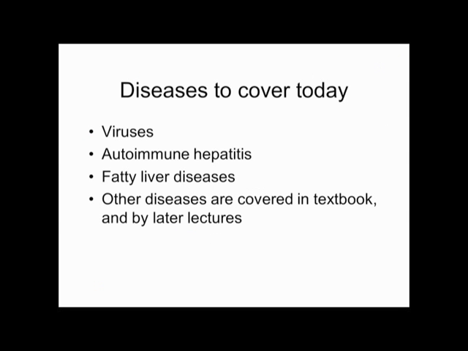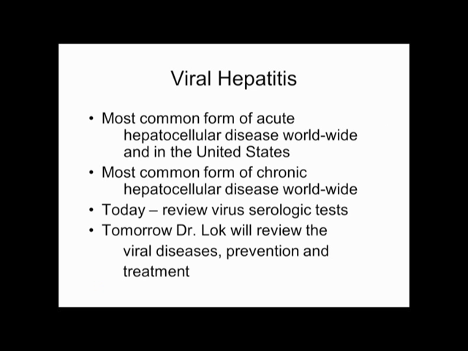So the diseases we're going to cover today are viruses, autoimmune hepatitis, and the fatty liver diseases. Others we're going to cover in later lectures. I'm going to talk to you about the cholestatic diseases tomorrow. So viral hepatitis is the most common form of acute hepatocellular disease, both worldwide and in the United States. It's also the most common form of chronic hepatocellular disease worldwide, and Analog is going to give you more details on that. Today, we're going to talk about how to identify a virus, because this gets a little complicated.